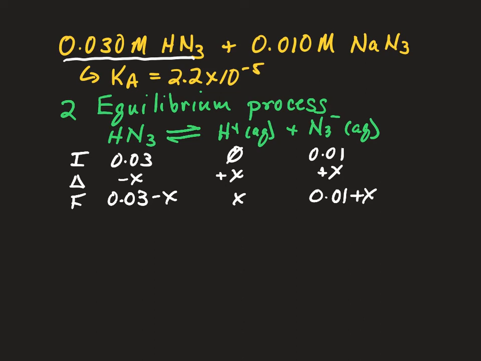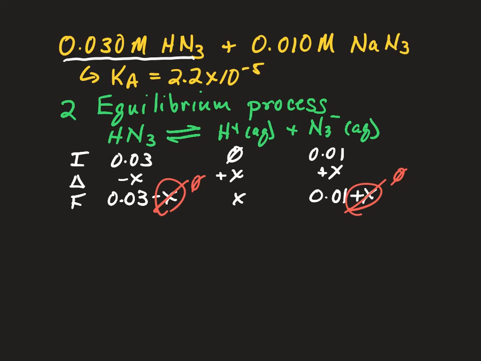So if we just keep the part for the equilibrium process now, we've got these expressions. But if we look here, we have a small value of Ka, which before meant we could ignore this x relative to 0.03. Well, if x is small relative to 0.03, it might be small relative to 0.01. So our first attempt should be to assume x is close enough to 0 to count on both of those terms.